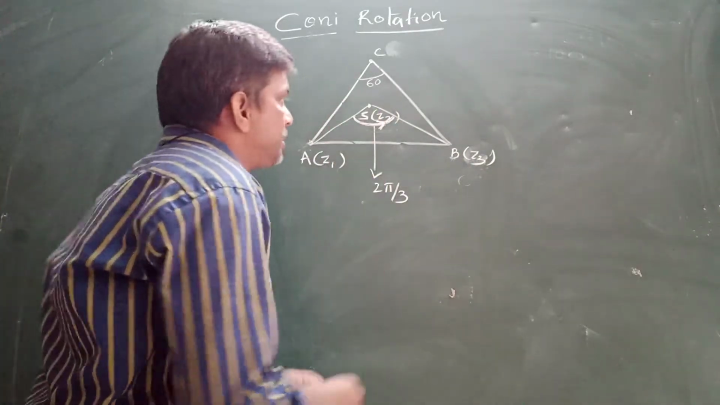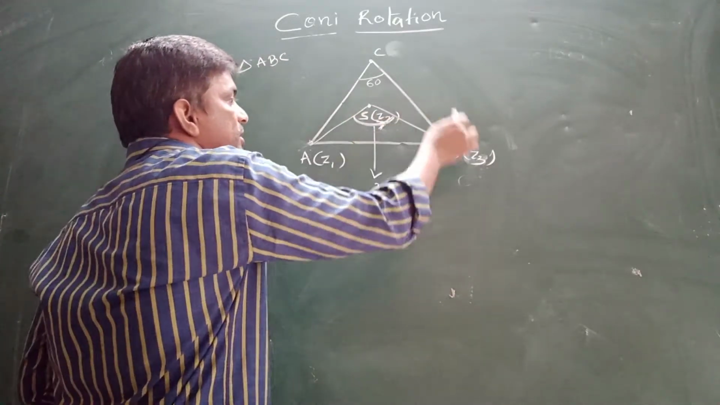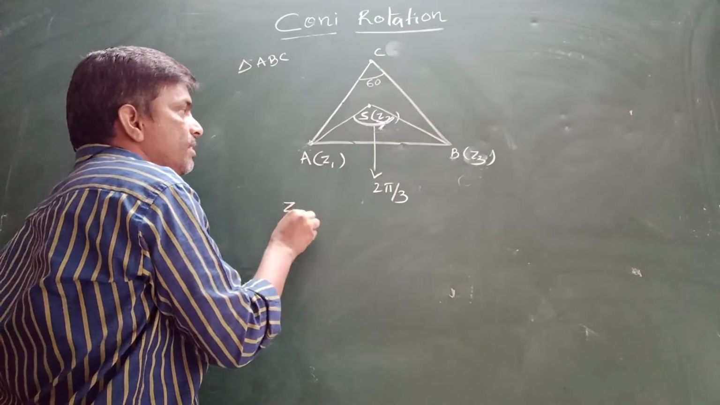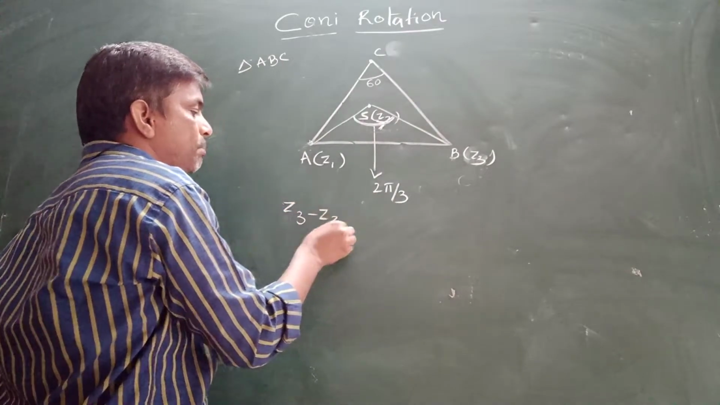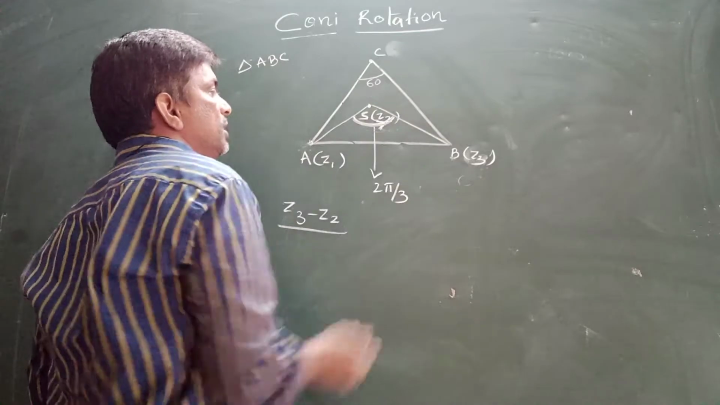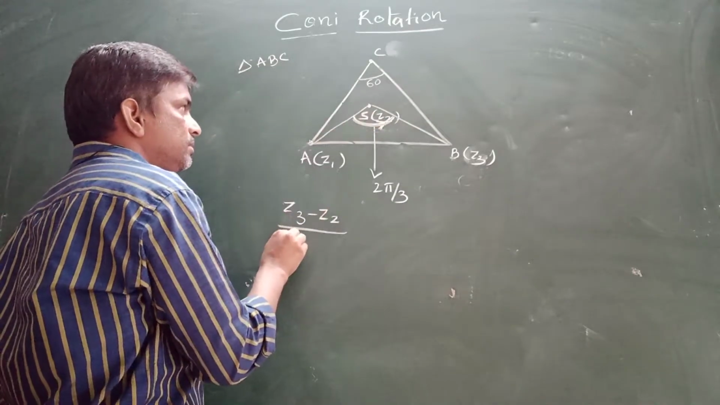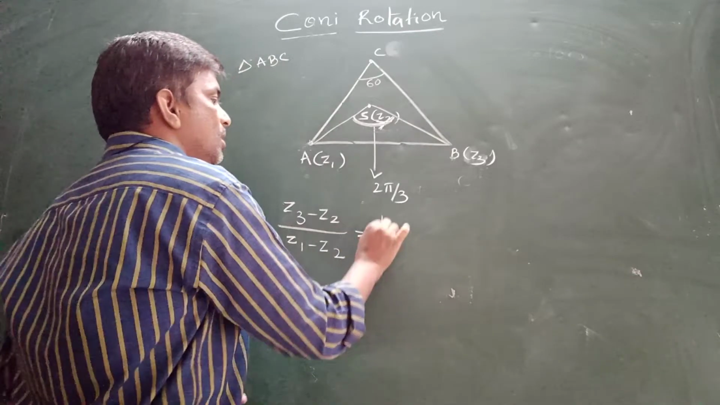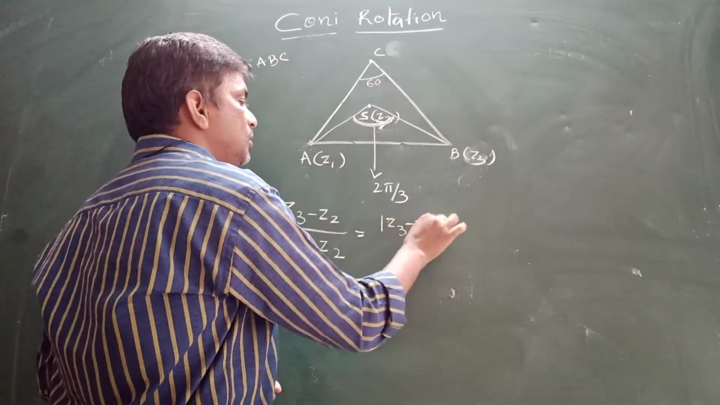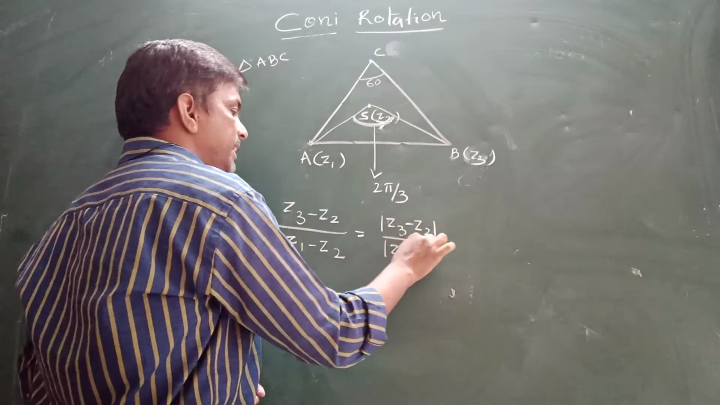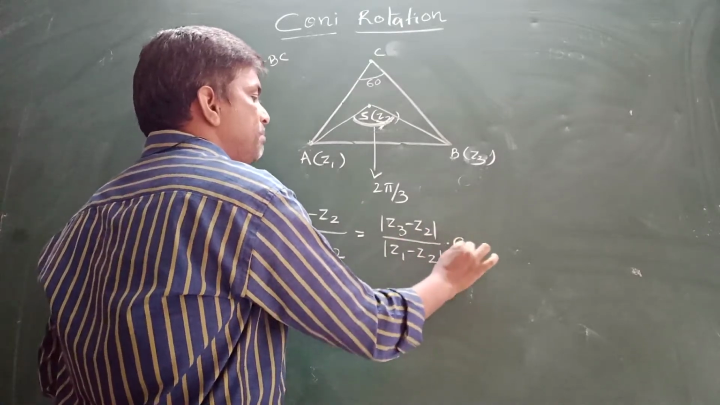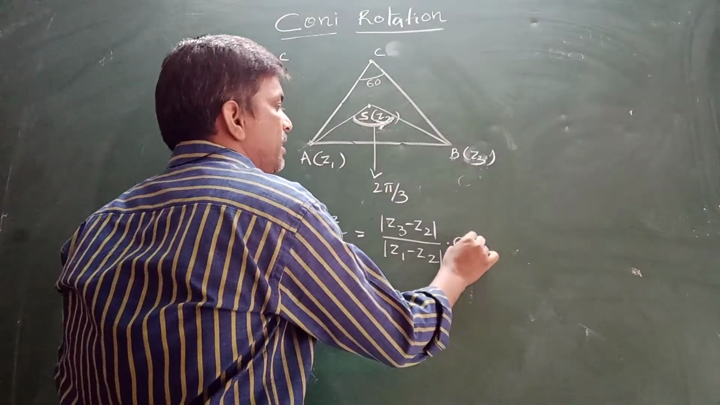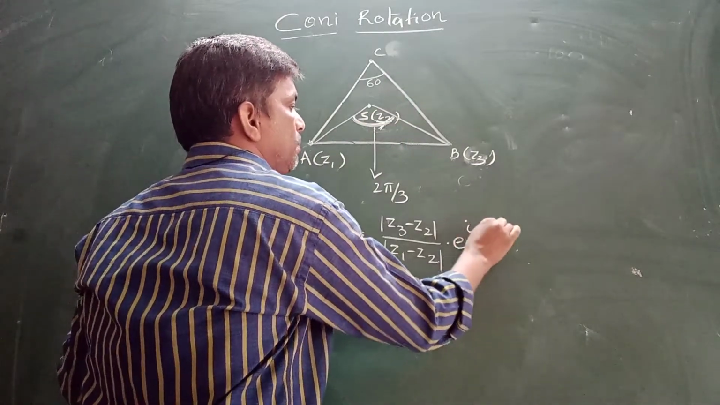So according to Coni rotation, what is the final position? This is the final position. Nothing but Z3 minus Z2 upon, this is final and initial, Z1 minus Z2, is equal to its length, mod Z3 minus Z2 upon mod Z1 minus Z2, into e power iota theta. How much are you getting? 2 pi by 3, e power iota 2 pi by 3.